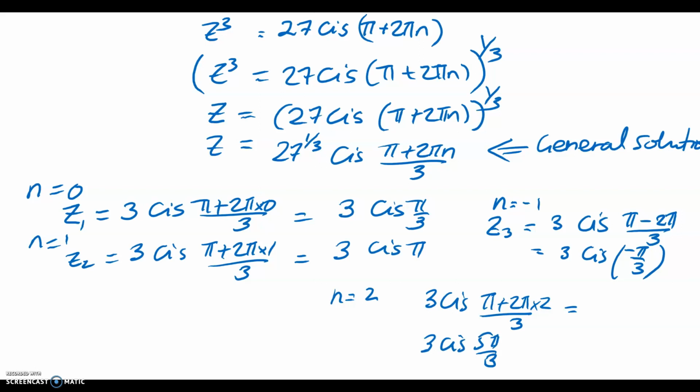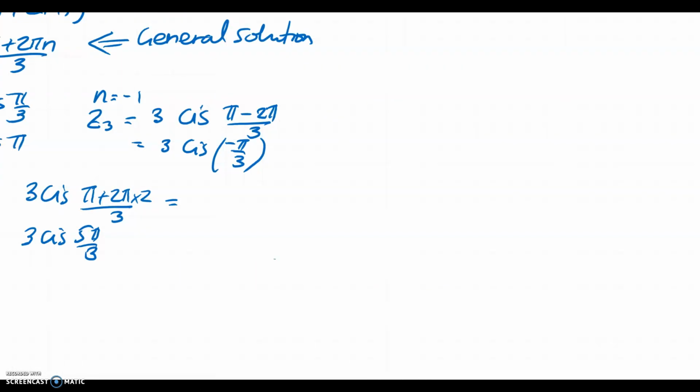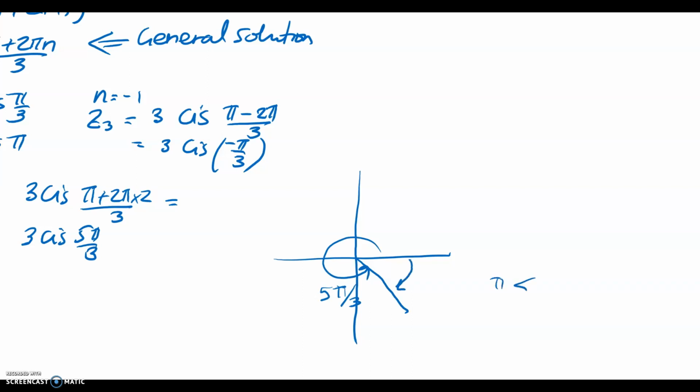Now, I just want you to realize that 5 pi over 3, when you write it in principal argument form, will be the same as negative pi over 3. Let's just have a look at that. Here, 5 pi over 3 is pi and 2/3 of a pi, so it's about here somewhere. In principal argument form, we want the angle to be between negative pi and positive pi. So we are looking at this angle here. We know it is in the clockwise direction, so it's going to be negative.